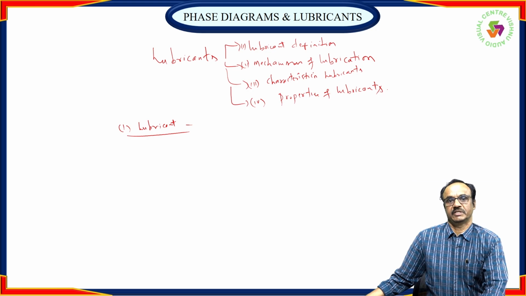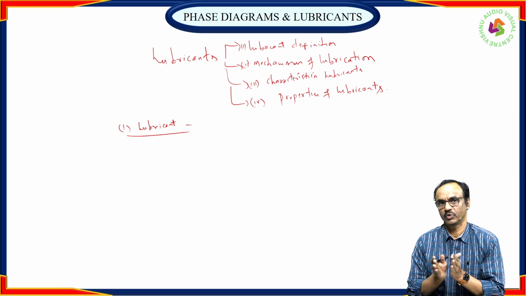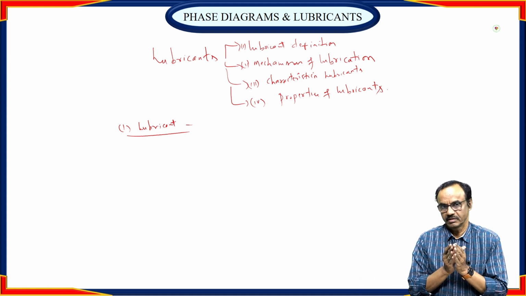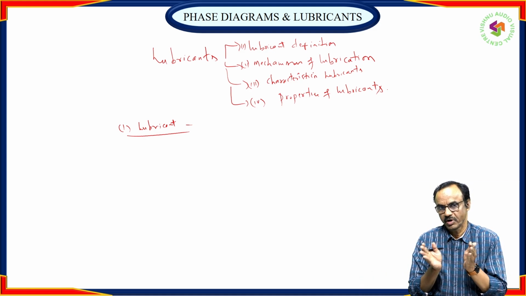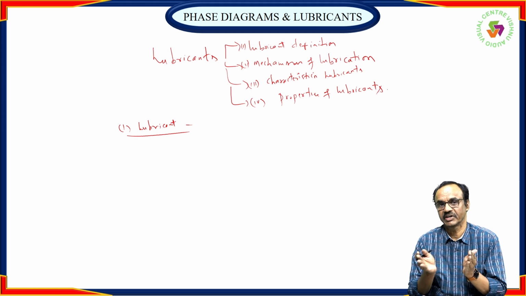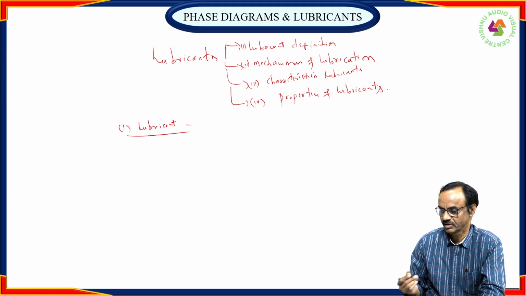So lubricants are the substances which, when you introduce them between moving, rotating and sliding surfaces, keep these surfaces apart, and they reduce the frictional resistance. They minimize the heat generation also. So let me take a simple example.